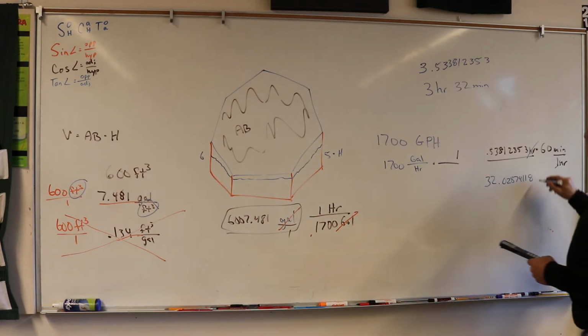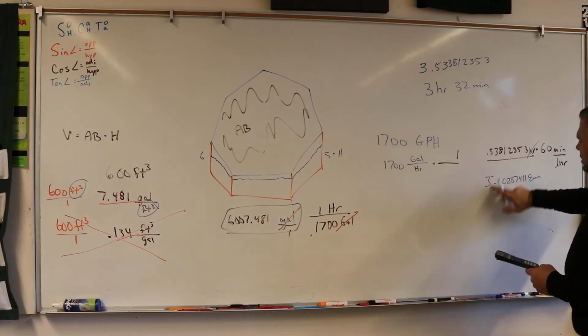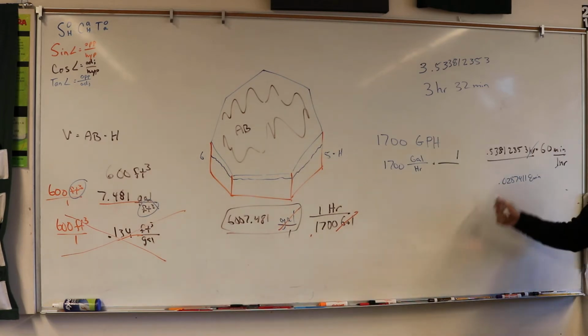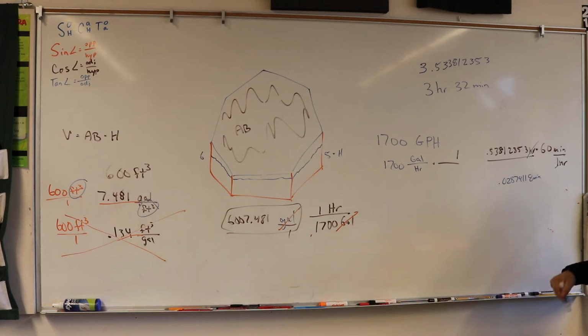Now, that is minutes, and that's just how many minutes I have. Now, if I take away the 32 and put it up here, what could I multiply it by to get seconds? How many seconds in a minute? Isn't there 60 seconds in 1 minute? So I'll have to subtract the 32, but then I can take that decimal and multiply.